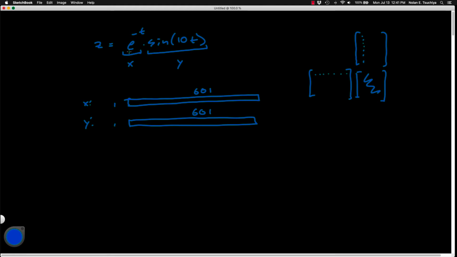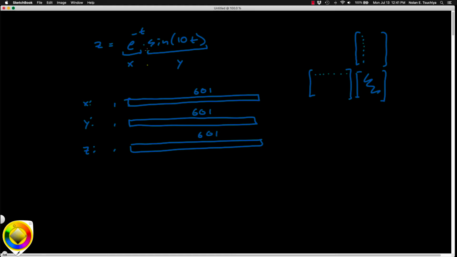By saying z equals e to the minus t sine of 10t, what we're trying to do is create a third vector of the same dimensions. We're actually trying to create a vector that also has the same dimensions as x and y. What you're really trying to do is take the first element in e to the minus t, multiply it by the first element in sine of 10t, and place that into the corresponding element in the third vector called z. And you want to do that for all of the elements down the vector. This is why it's called element by element multiplication.